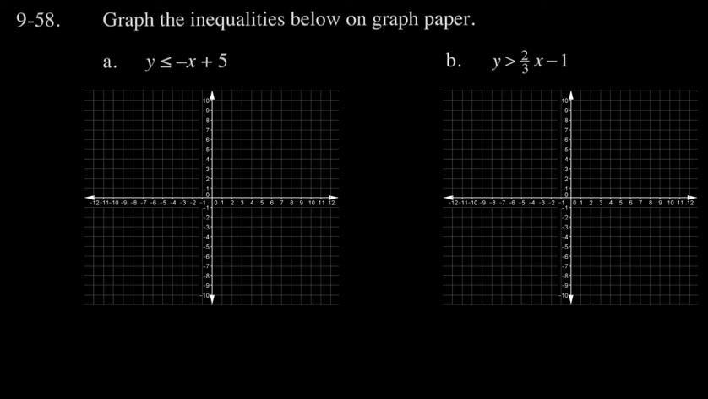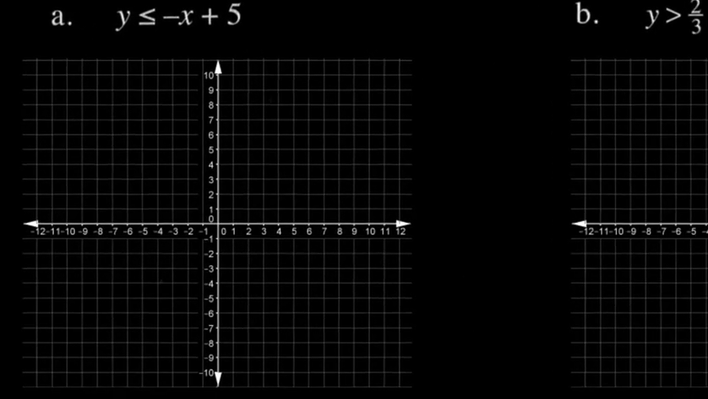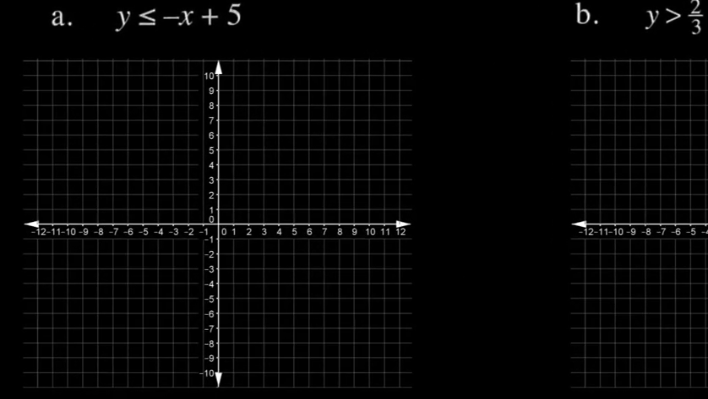Question 58, graph the inequalities below on graph paper. So these are linear inequalities, and unlike our number line, these have two variables, right? We've got both an x and a y. And when we see that, we realize that, like the case when we're graphing with just a single variable on a number line, this symbol indicates the boundary point.